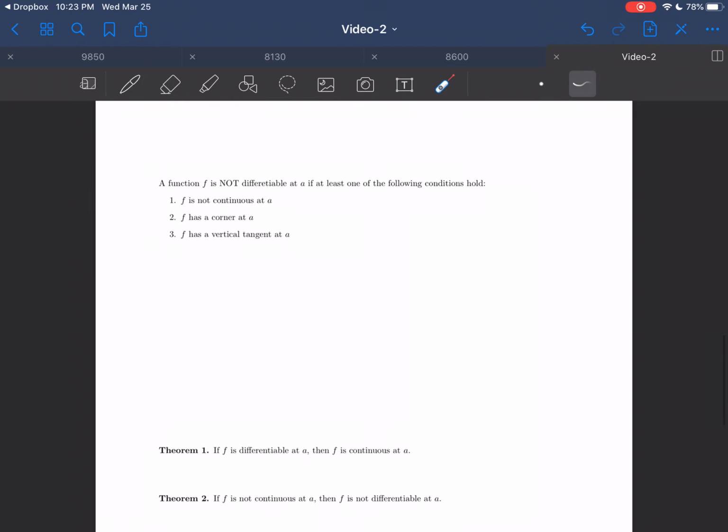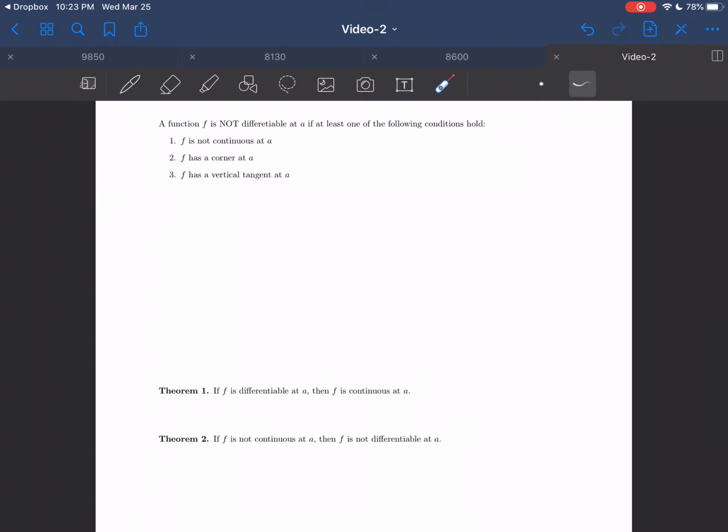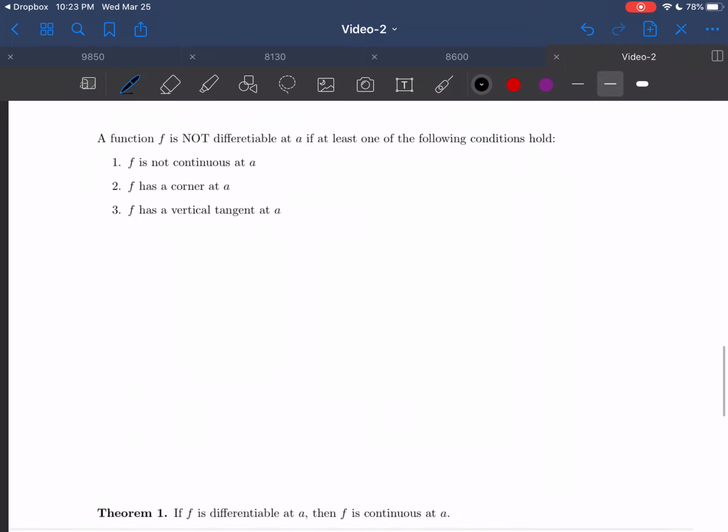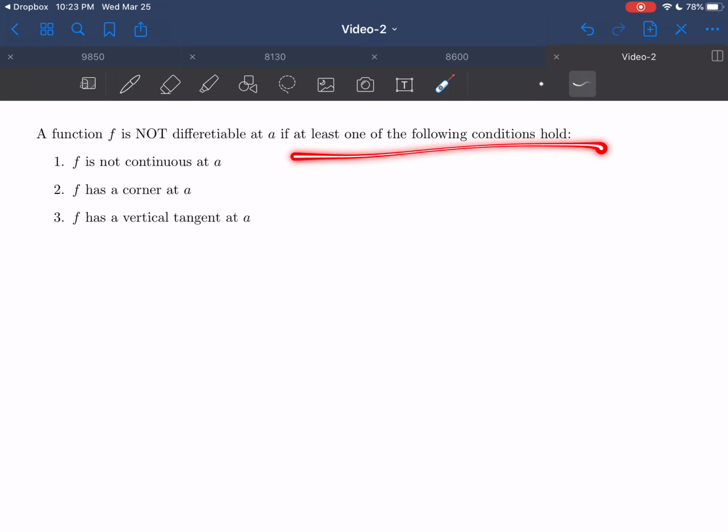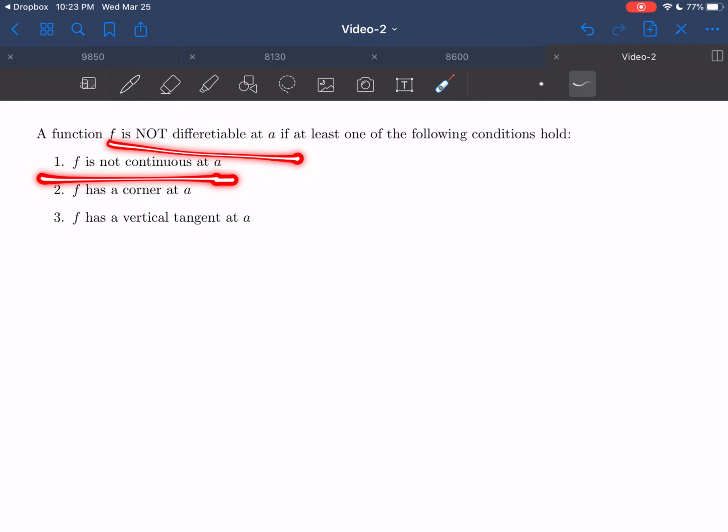All right. Now, the next thing we have to look at is when is a function not differentiable? A function's not differentiable if at least one of these conditions hold. More than one can hold, but it has to be at least one of them. So if a function is not continuous at a point, then the function is not differentiable at that same point. It could be differentiable at another point, but it won't be at that point.